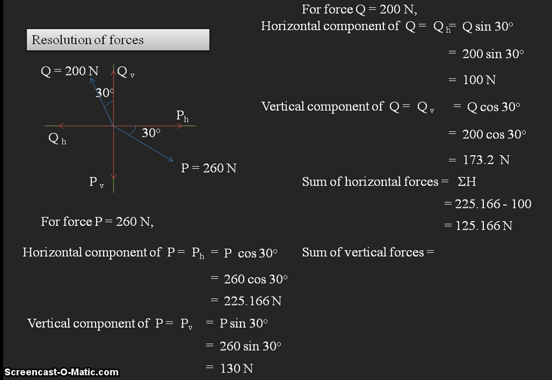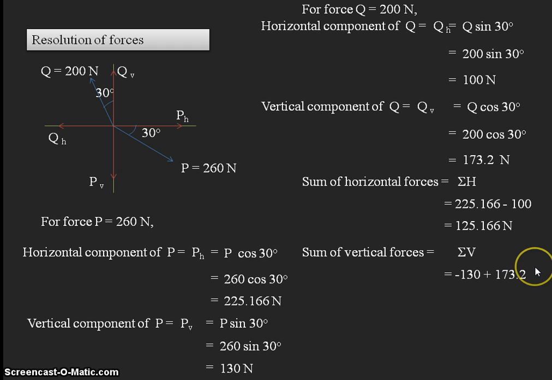Next we need to find the sum of the vertical forces. The sum of the vertical forces means we need to consider the vertical components of P and Q. Here we represent sigma V as the sum of the vertical forces. So PV is 130 newtons and QV is 173.2 newtons. Here we have taken PV as negative, because PV is the vertical component of P which is acting downwards. Downwards means negative y direction, so we need to take the negative sign. And similarly QV is acting upward, upward means positive y direction, so we take the positive value.